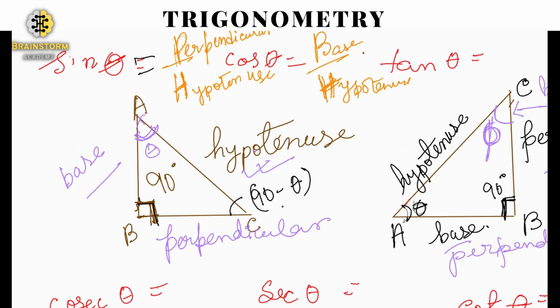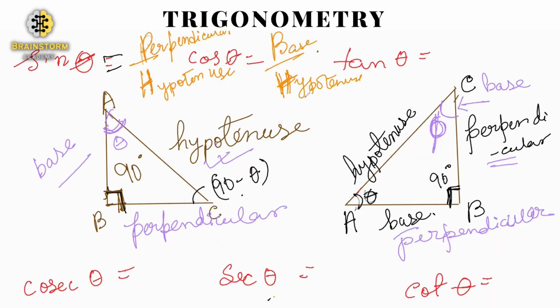Is everything clear till here? Now, tan theta will be P by B, meaning perpendicular by base. It has no role of hypotenuse. So it will be perpendicular by base. Now we have understood what sine theta, cos theta and tan theta are.